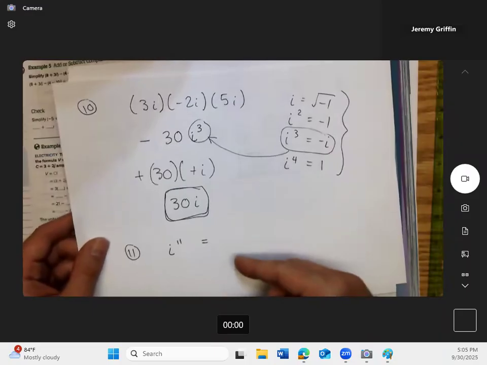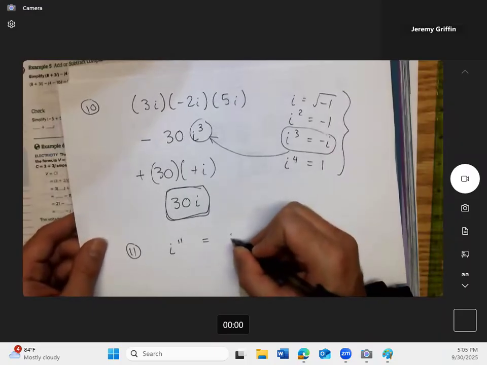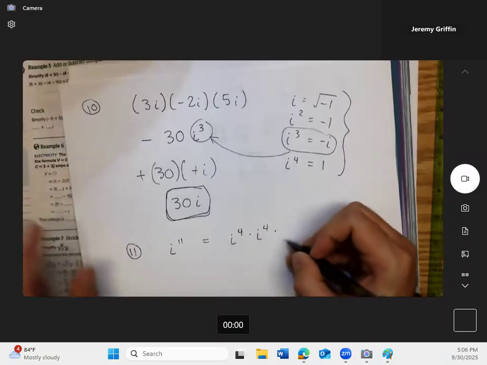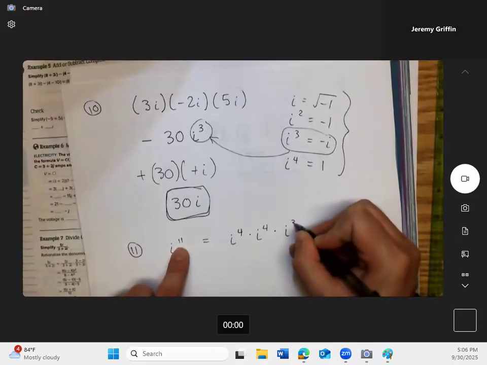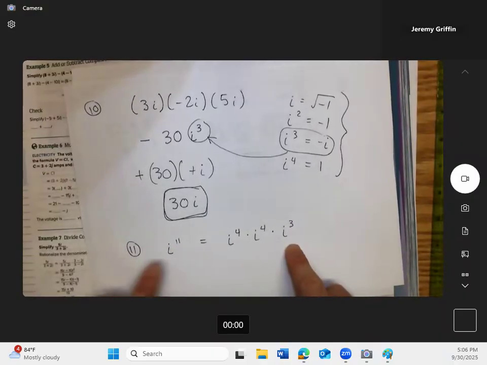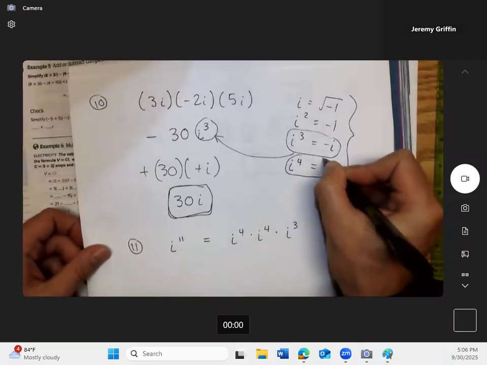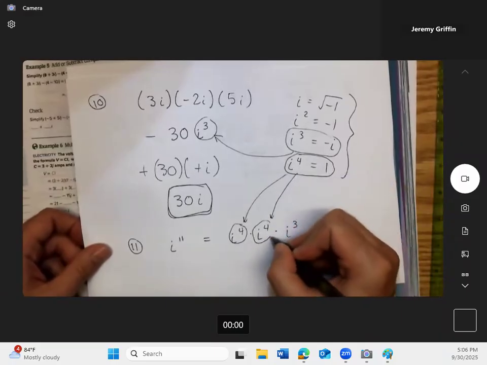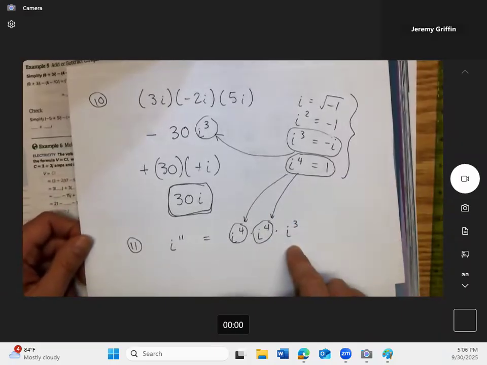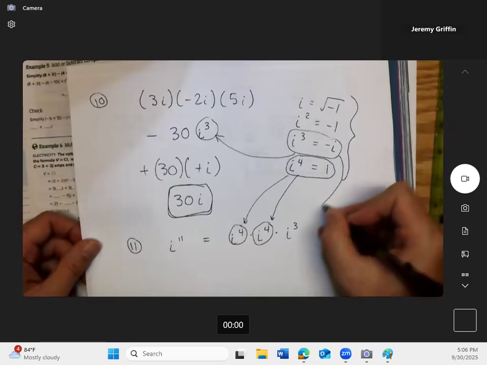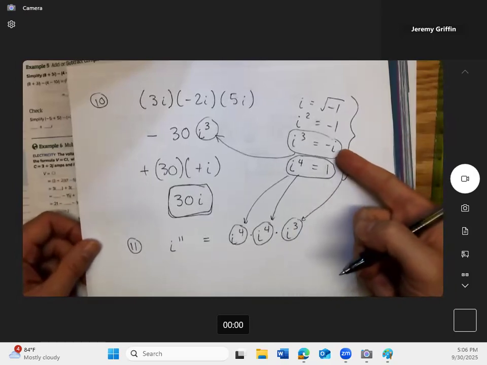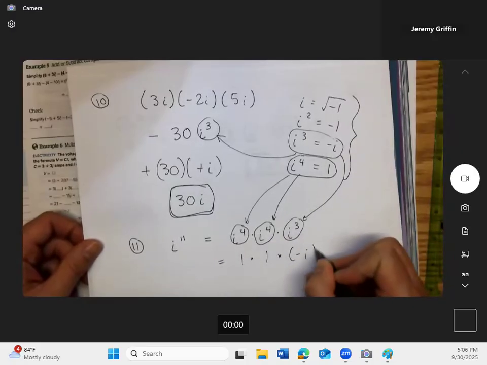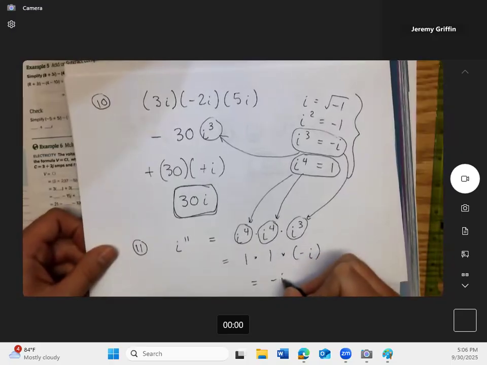Here, I'll expand this out, in case it's not clicking. This is like i to the 4 times i to the 4. So that's like 8 i's, but you get up to 11, so there's 3 left over. Isn't that the same thing? But i to the 4 is just +1. That right there is 1, and this right here is also 1. So it's just 1 times 1 times i to the 3rd. And i to the 3rd is -i. So that's 1 times 1 times negative i. So the whole thing is just negative i. That's the answer.